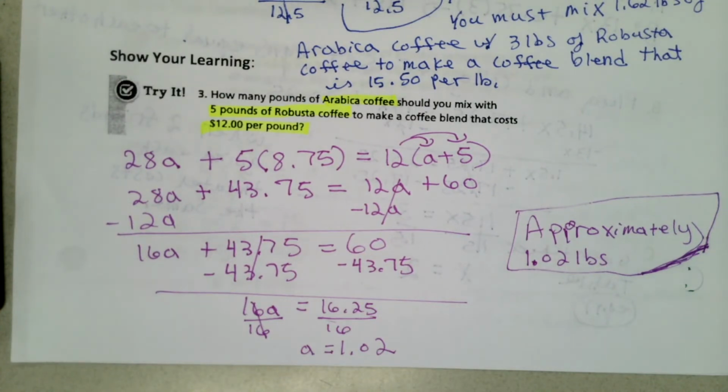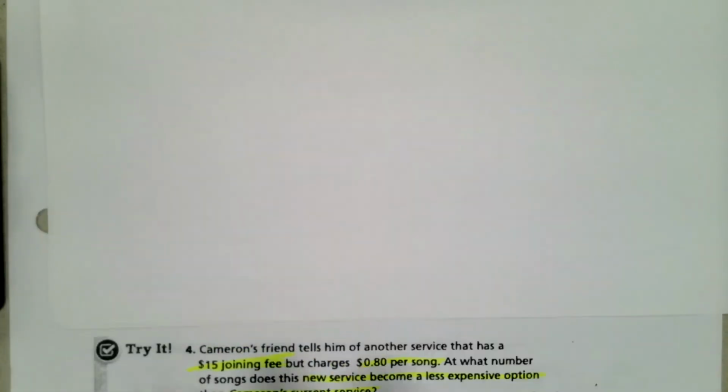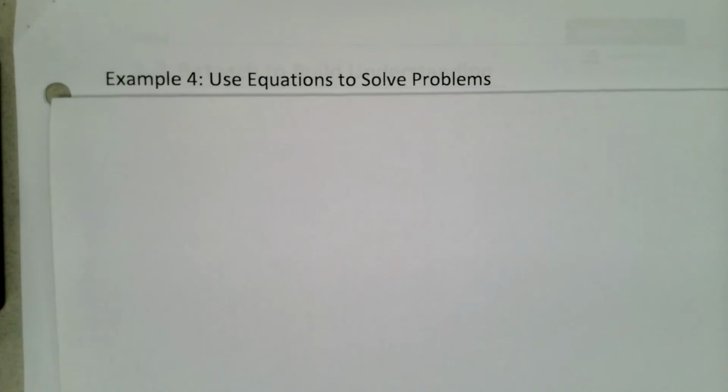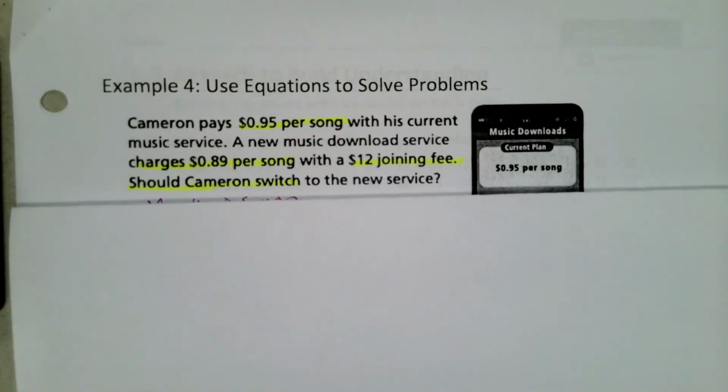Alright. Now let's try a different problem. One where you're going to pay to download songs from Apple. Nowadays, we have Spotify. I have Spotify too. But let's pretend we're back in the olden days where we had to pay per song. So Cameron here is paying 95 cents per song with his current plan. He heard of a new service where it charges 0.89 per song, but he's got to pay a $12 joining fee.